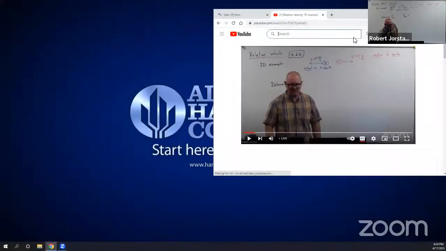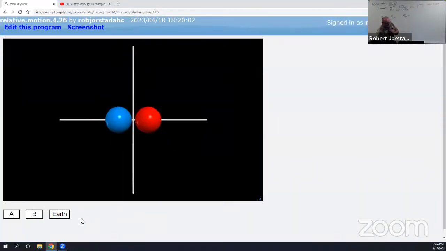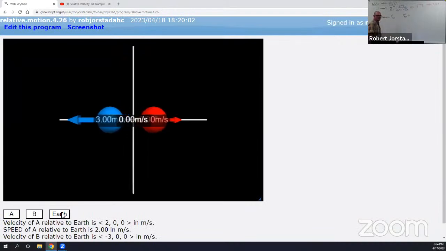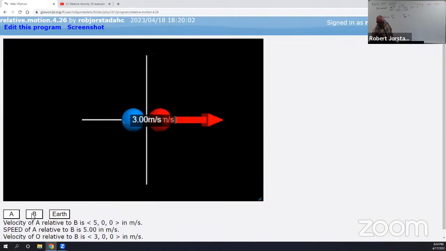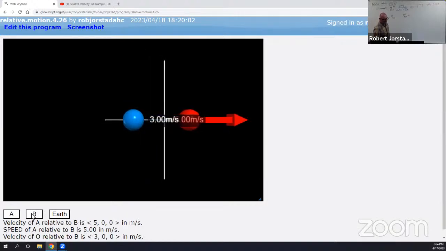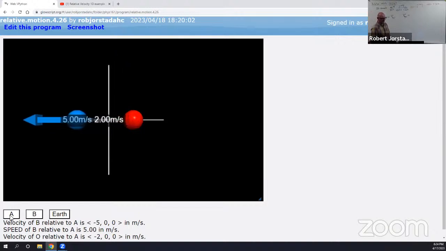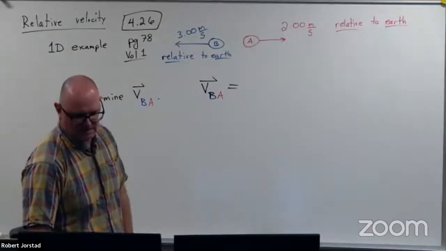Whoops, that's not what I want to do. I want to do, whoops, this one. Sorry about that. So from the Earth's perspective, this is what it looks like. One of them's moving backwards at 3, one of them's moving at 2. We can see the blue one's moving a little bit faster there. And from B's perspective, this is what we want to figure out. This is what it looks like from B's perspective. And this is what it looks like from A's perspective. We can see that essentially the objects are moving at 5 meters per second relative to each other in different directions. All right, then let's stop that. And then we go back to here.